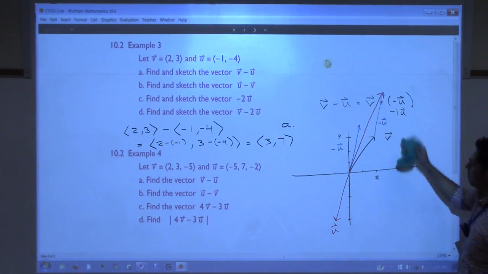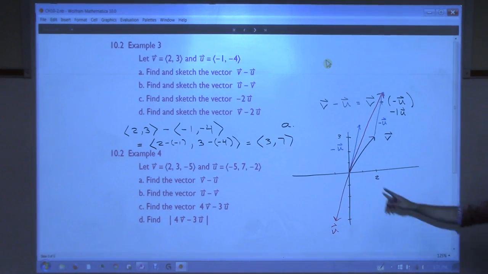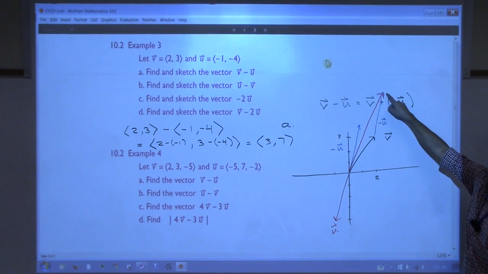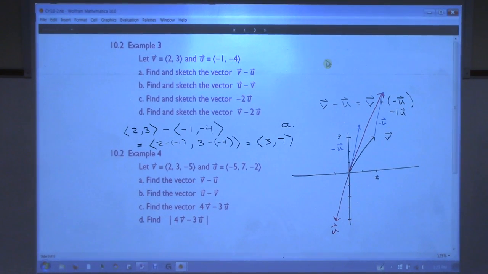The vector 3, right? 3, 7? Does that red vector look like the vector 3, 7 to you? 1, 2, 3, 1, 2, 3, 4, 5, 6. Perfect. Right on. Dead on. 7, 3, 7. Close enough, right? Get the idea here?